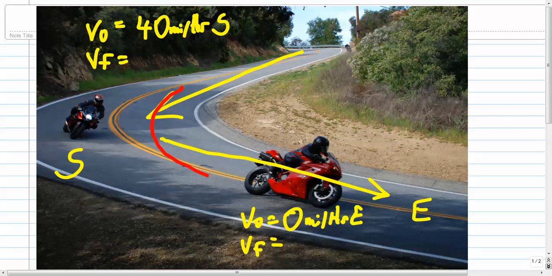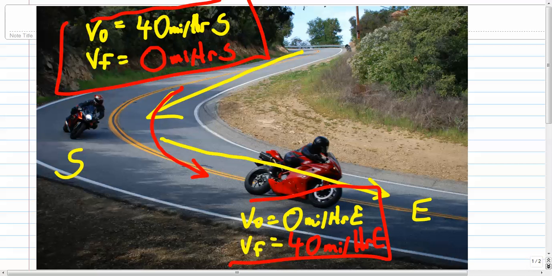As they go through the turn, what happens to this south velocity? It changes because at the end of the turn, they are no longer going south. So their velocity of 40 miles per hour to the south becomes 0 miles per hour to the south. And what happens to their final velocity to the east? That goes from 0 miles per hour, and assuming that they keep their speedometers at 40, their final velocity is 40 miles per hour to the east. And as you already know, if your velocity changes, what does that mean? That means that you must have been accelerating.